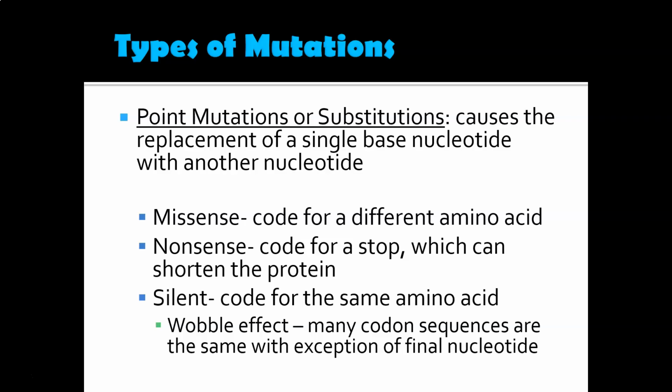So missense still codes for an amino acid, just the wrong one. Silent mutations code for the same amino acid, even though I've changed a base. And then occasionally you end up with nonsense mutations. There are 3 stop codons in our genetic code, and if I take a codon that should be coding for an amino acid and instead turn it into a stop codon, this is a nonsense mutation, because now I've stopped my protein short.